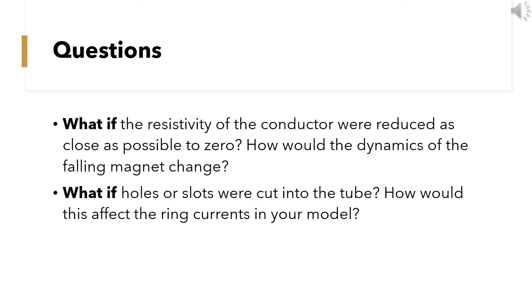The second question is, what if holes or slots were cut into the tube? How would this affect the ring currents in your model? The holes or slits would decrease the induced current because there would be less material to magnetically oppose the magnet falling. Less induced current means the magnet would fall faster than with a complete tube.